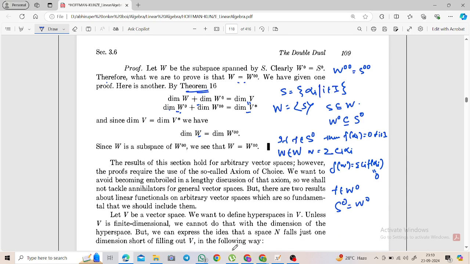Is it clear? Why is this line clear? Why is W a subspace of W naught naught? Is this line clear?